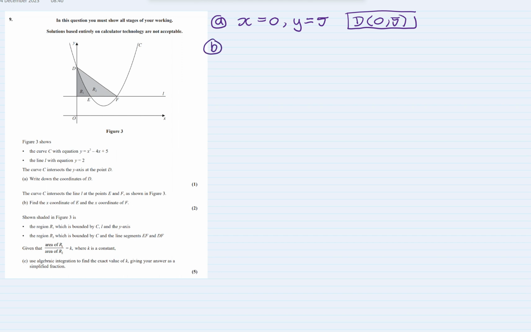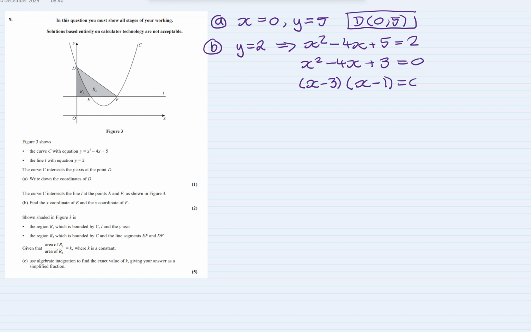So part B, the curve is intersecting the line at the points E and F. So we want to find out what's happening when y equals 2. So when y equals 2, x squared minus 4x plus 5 is equal to 2. x squared minus 4x plus 3 equals 0. So we need to solve this quadratic, but we need to make sure we show our working. So I'm going to factorize it to be (x minus 3)(x minus 1) is equal to 0.